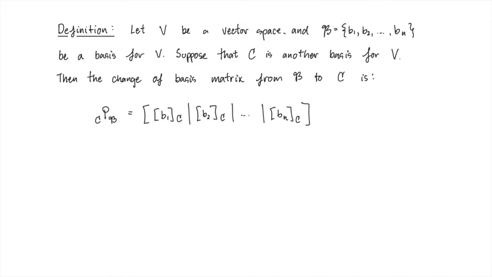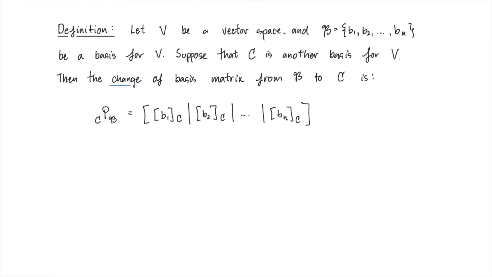Okay, well, suppose that we had an element x in our vector space, and we knew its B coordinate vector. Could we find its coordinate vector with respect to a different basis? The answer is yes. We do this via a change of basis matrix. The definition we need to know is the following. Suppose that V is a vector space, and B is a basis, let's say consisting of elements b1, b2, all the way up to bn. Further, suppose that C is some other basis for V.